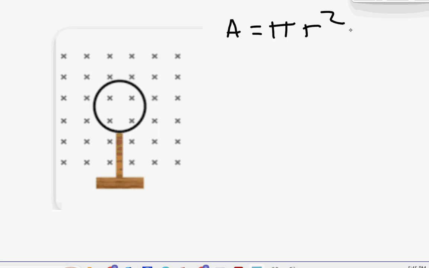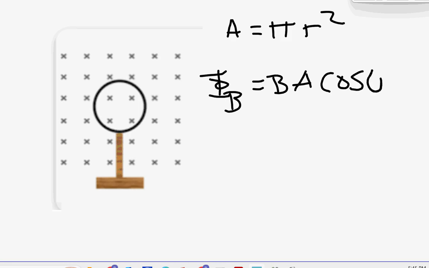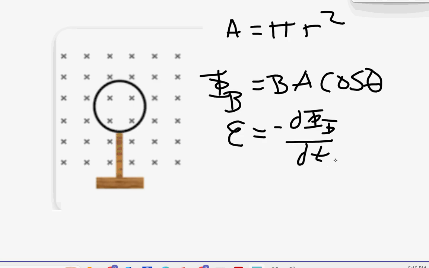And of course, flux in this magnetic field is going to be BA cosine theta. Now, if we want to calculate the voltage generated by this, E is always going to be equal to the change in flux with respect to time. That's what it will always equal. Now several things can change here.